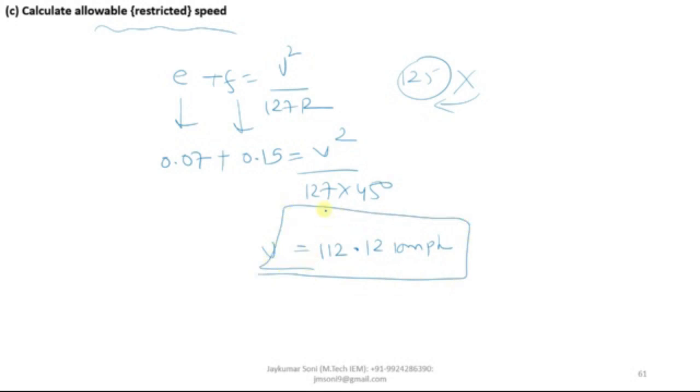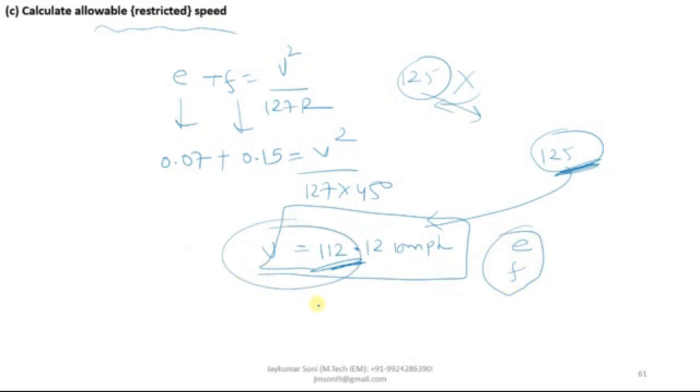Now what we have done, the given speed is 125. If 125 speed is given, then the super elevation which will be provided will not be adequate. So you need to restrict this speed from 125 to 112, and the calculated super elevation will be in the adequate criteria. So here your example will be finished, completed.